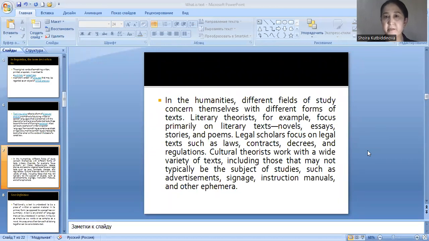In the humanities, different fields of study concern themselves with the different forms of text. Literary theorists, for example, focus primarily on literary text, novels, essays, stories, and poems. Legal scholars focus on legal texts such as laws, contracts, decrees, and regulations. And cultural theorists work with a wide variety of texts, including those that may not typically be the subject of study, such as advertisements, signage, instruction manuals, and other ephemera.